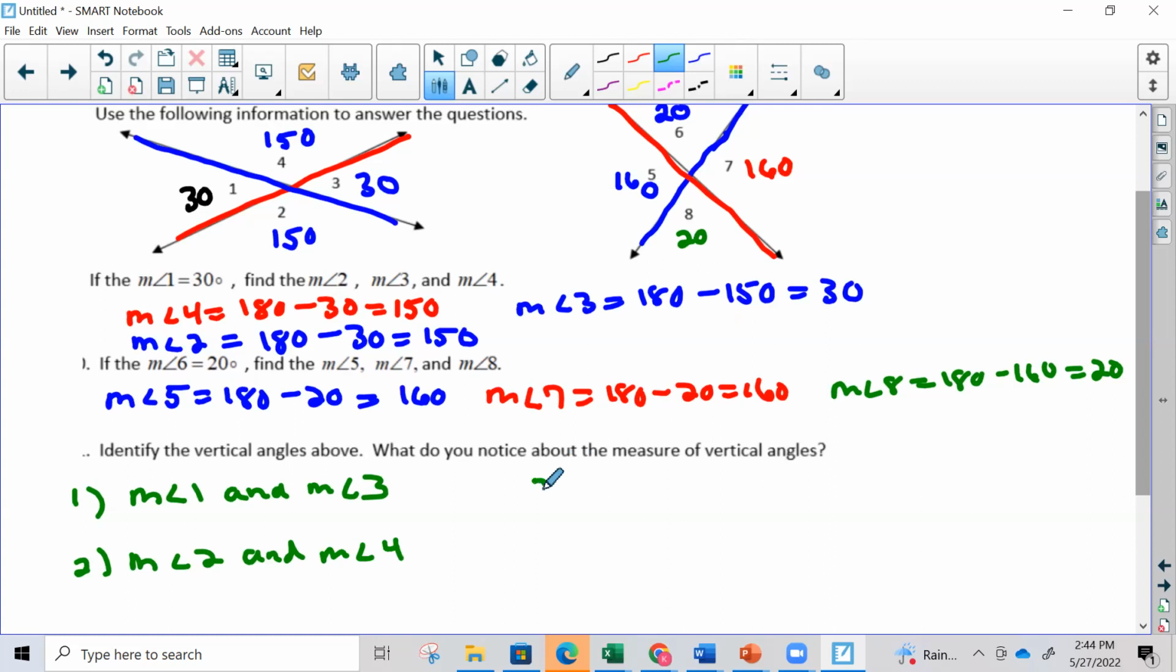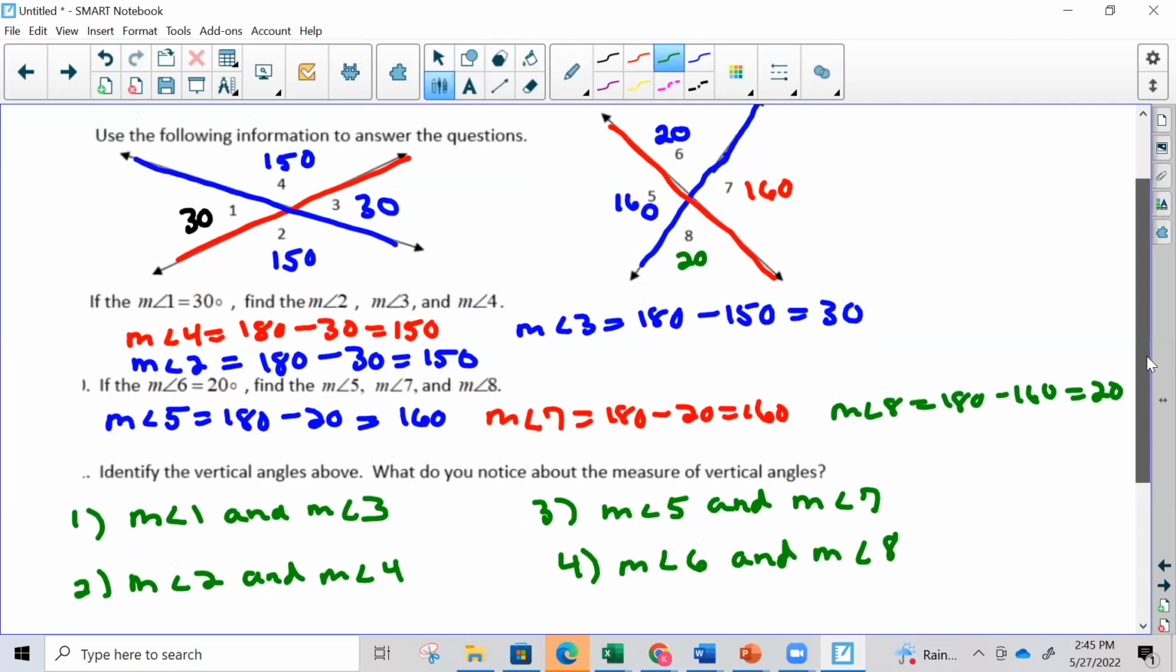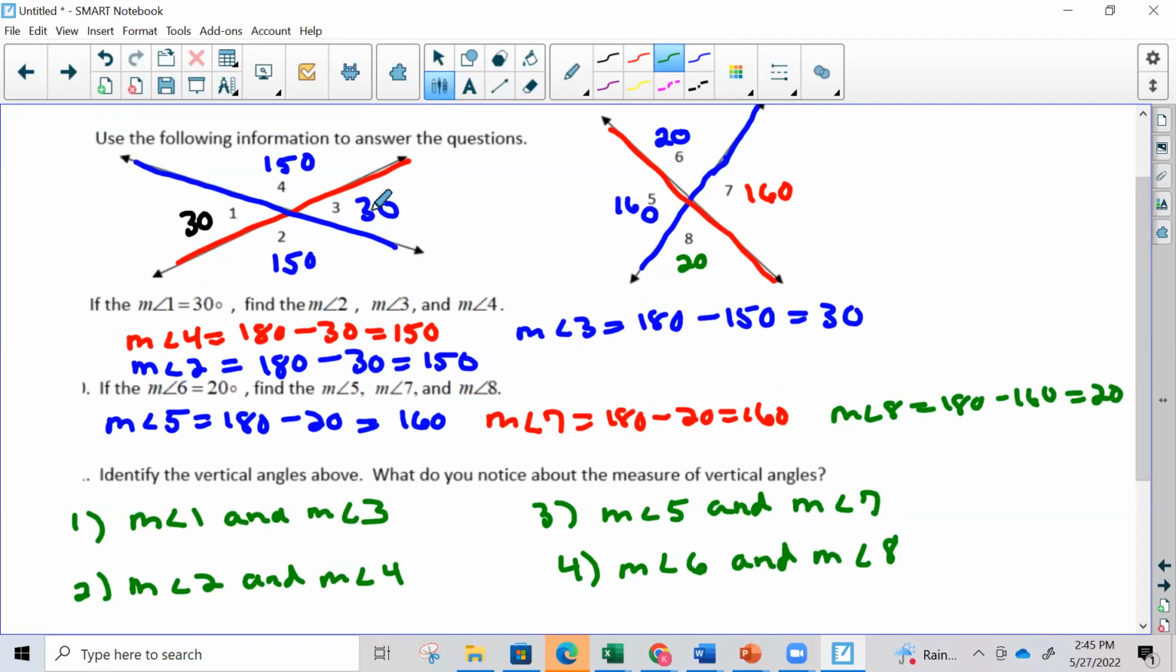And then in my second diagram, another pair is 5 and 7, since those are across from each other. And then the last one is 8 and 6, because those are also across from each other. Okay, so if we look at these angles, we should notice something about all of them. So 1 and 3 are both 30 degrees. 2 and 4 are both 150. 5 and 7 are both 160, and 8 and 6 are both 20.